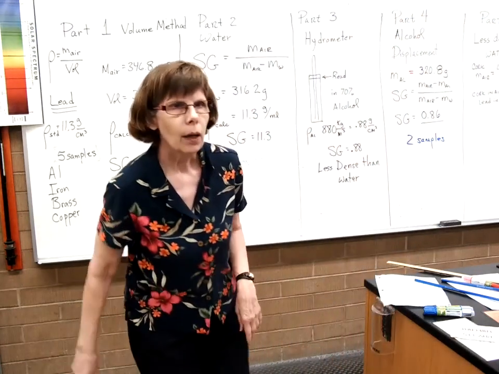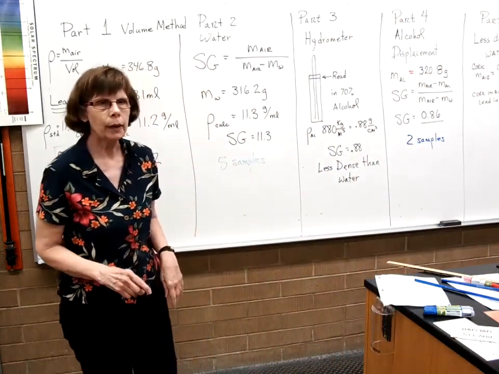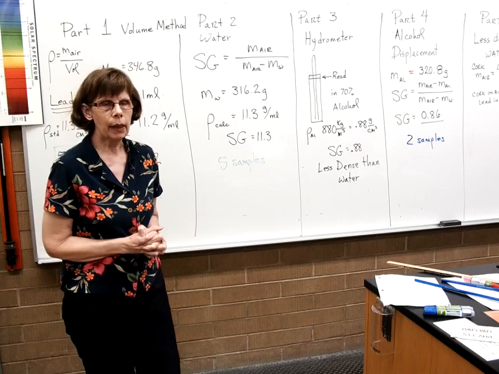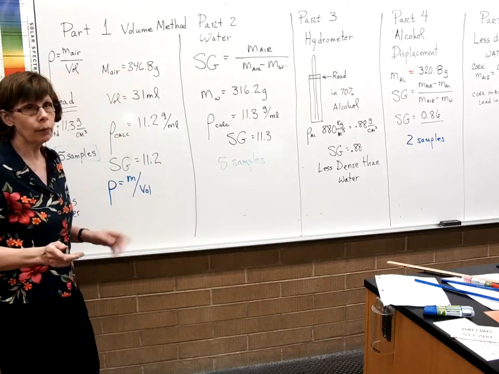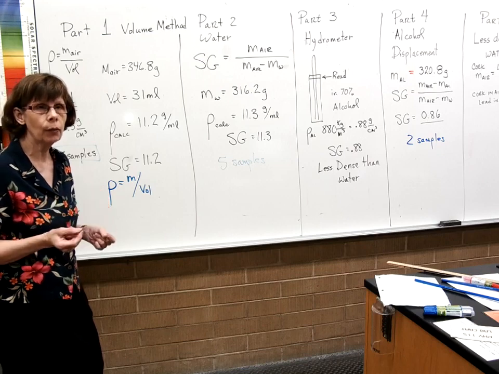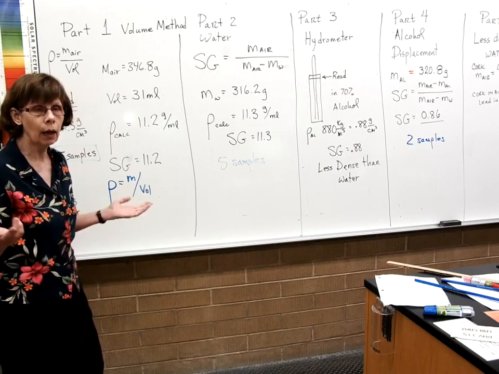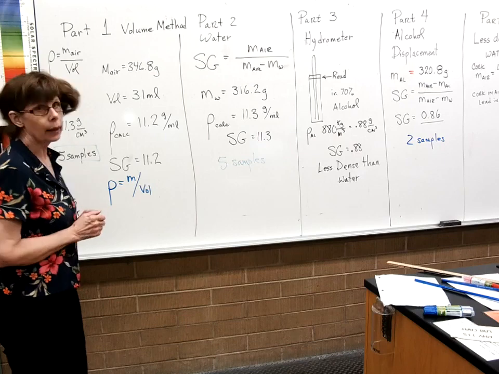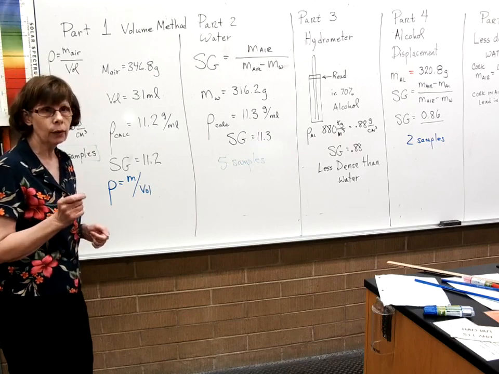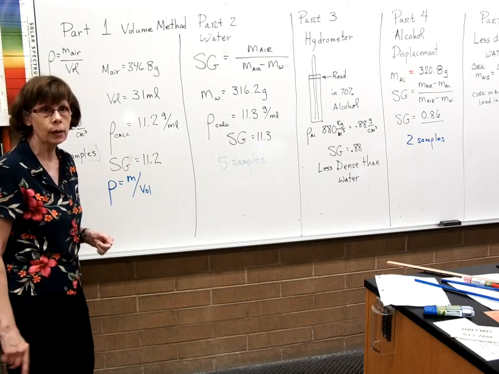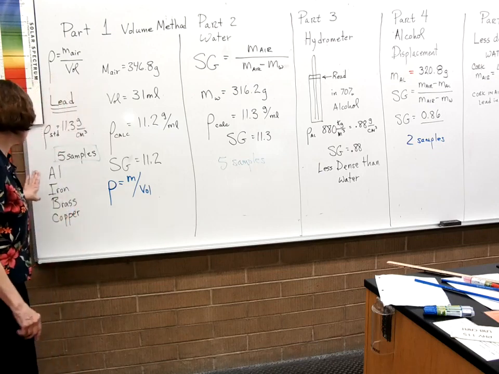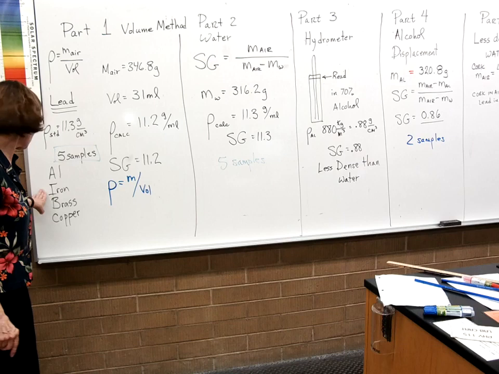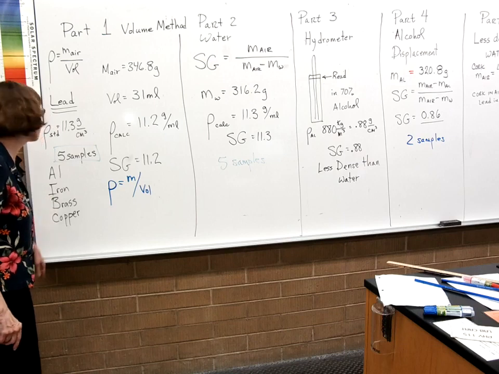Okay, I'm going to explain each part of what we did in lab. The first one was using the volume method. We measured the volume by water displacement a la Archimedes. And the sample we're using throughout the 5 parts is lead. And you have 4 other samples you're going to need to be dealing with: aluminum, iron, brass, and copper.